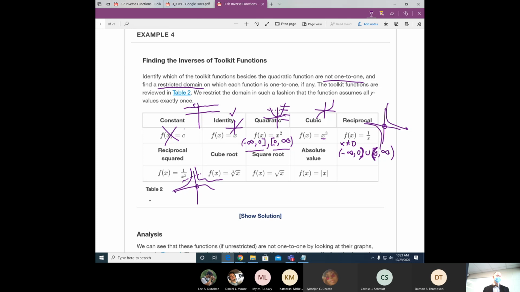I could make it 1 to 1, very similar to the quadratic, by restricting the domain to negative infinity to not 0, or not 0 all the way out to positive infinity. It's 1 to 1 if I just go here. It's 1 to 1 here, but not both, and never 0. So the restricted domain would be this or this. Restricted domain.